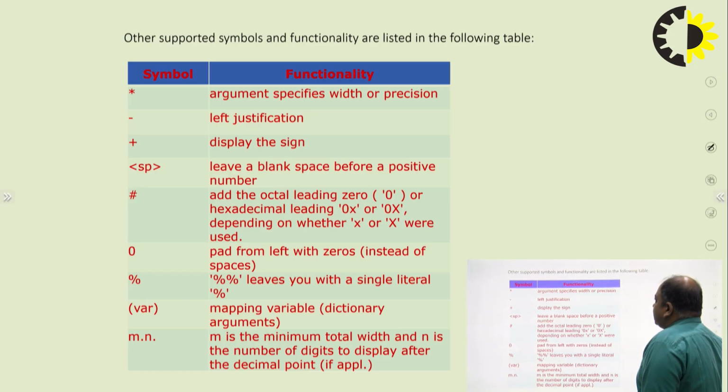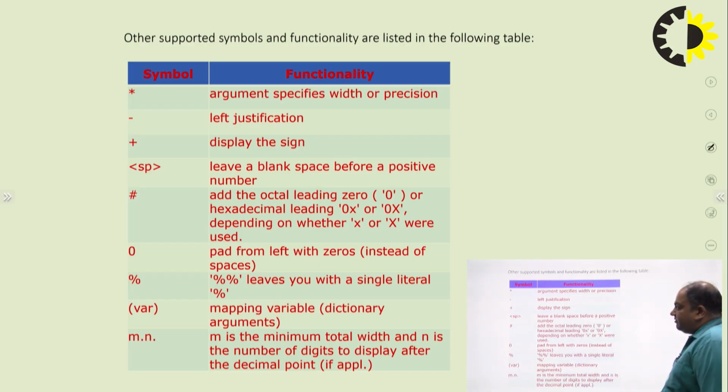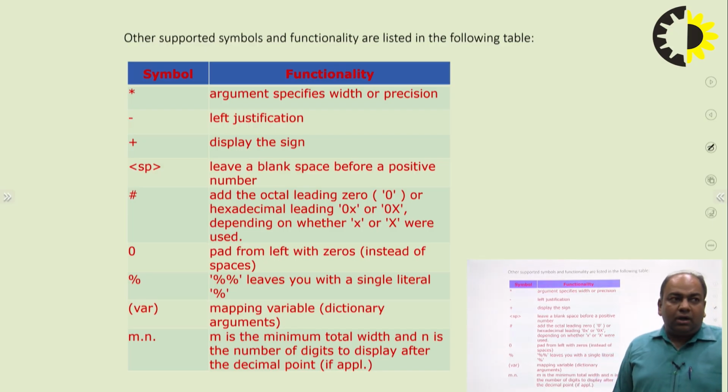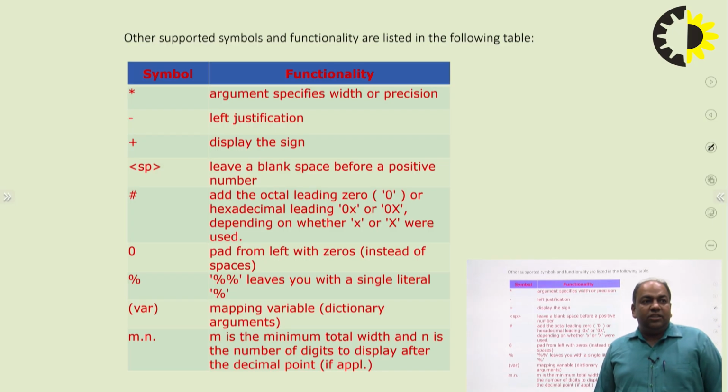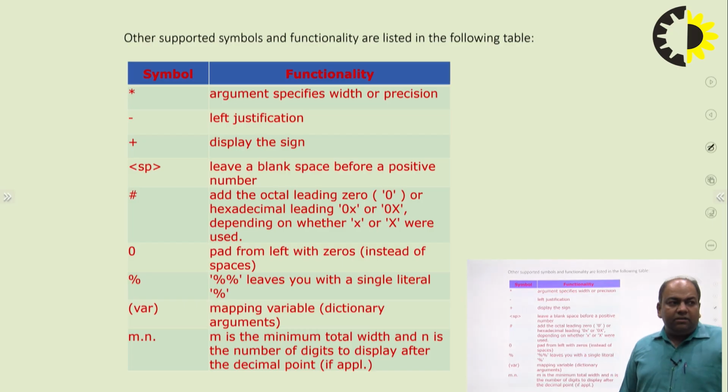Other supporting symbols and functionality: minus is for left justification, plus is for displaying the sign, space is for a blank space, hash is for adding a leading zero in octal or 0x in hexadecimal representation, percent is a literal percent sign, and the parenthesized name is for mapping the variable.